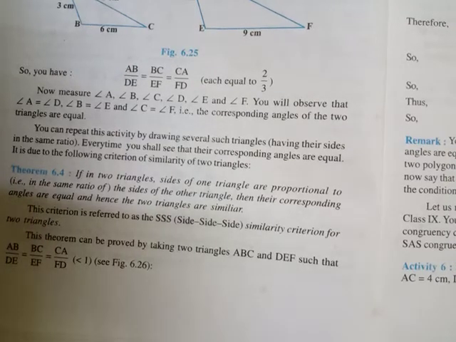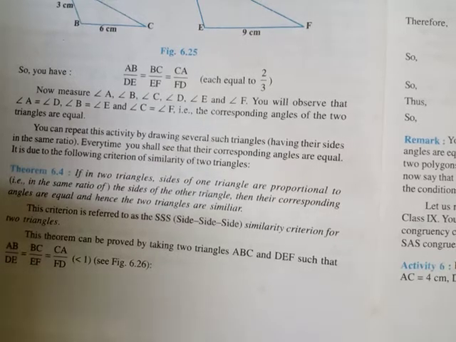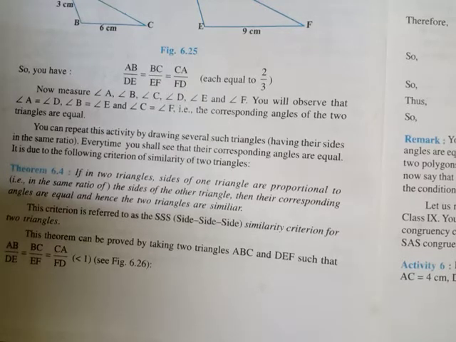Now look student, theorem 6.4. If in two triangles sides of one triangle are proportional to the sides of the other triangle, then their corresponding angles are equal and hence the two triangles are similar.